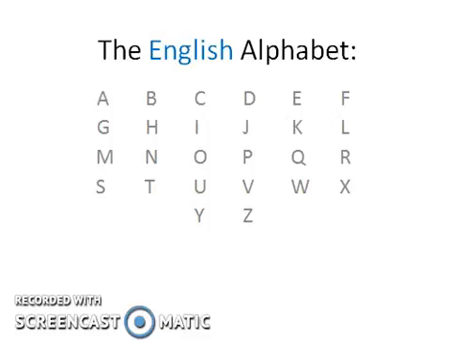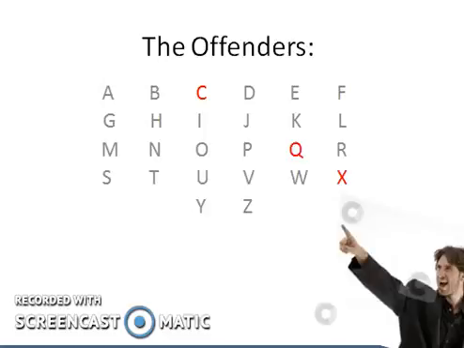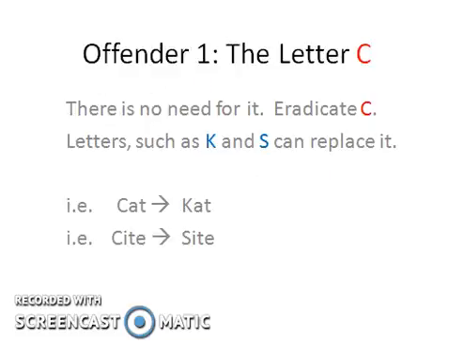Here's the English alphabet. A, B, C, D, E, F, G, H, I, J, K, M, N, O, P, Q, R, S, T, U, V, W, X, Y, and Z. The offenders: C, Q, and X. They have to go. The first offender, the letter C. We should eradicate C. Letters such as K and S can easily replace it. Cat can be spelled with a K, sight with an S.